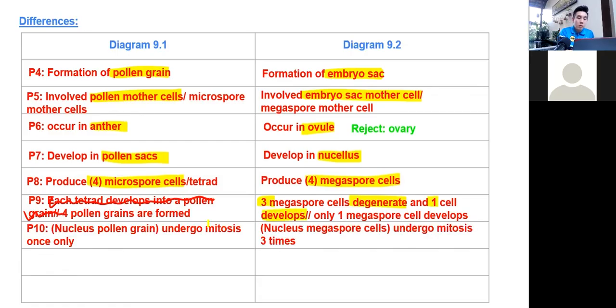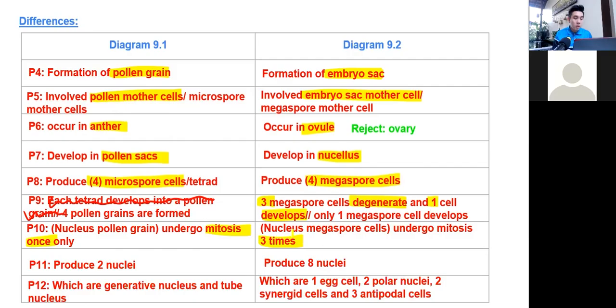Mitosis once, but for embryo sac formation, mitosis 3 times. State how many and also label them. So here you can select any 8. But frankly, for comparison, hold on, let me double check.